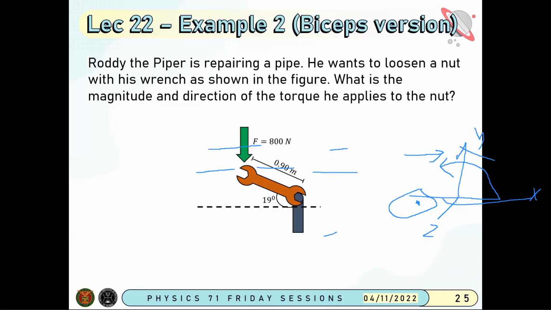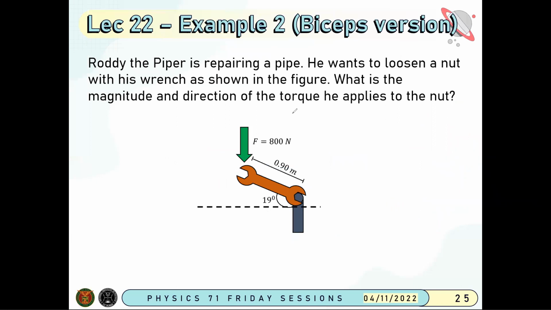Next example. Roddy the piper is repairing a pipe. He wants to loosen a knot with his wrench as shown in the figure. So, eto ngayon, gusto niyang i-loosen tong knot. So, what is the magnitude and the direction of the torque that he applies to this knot or to this bolt?